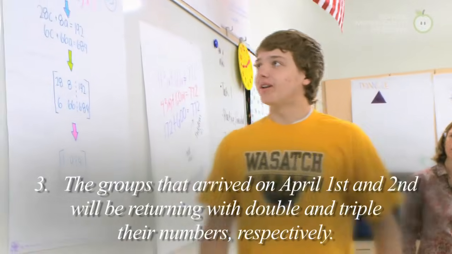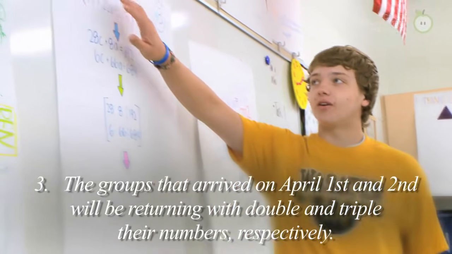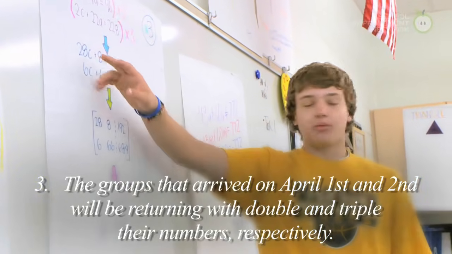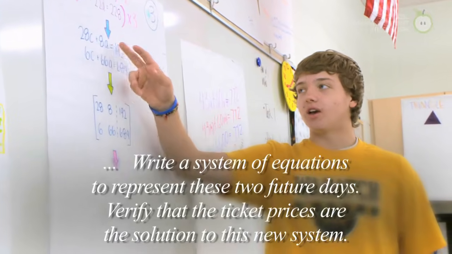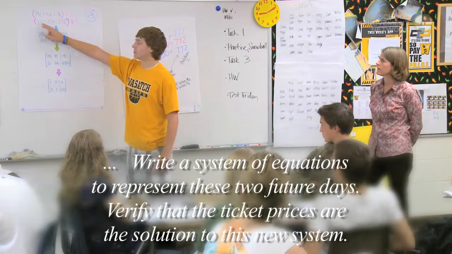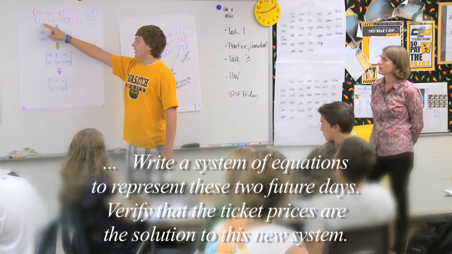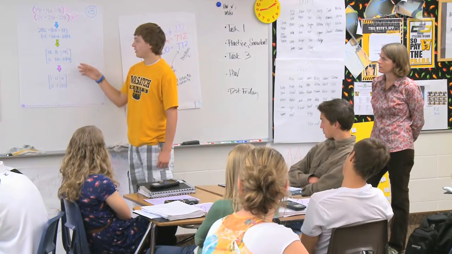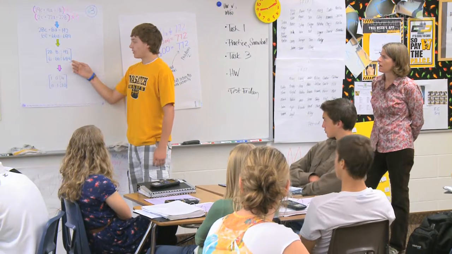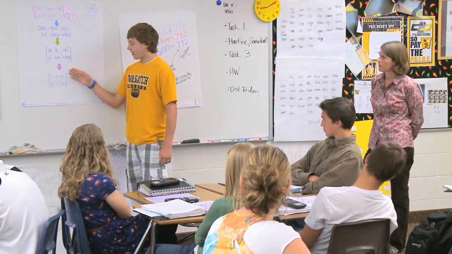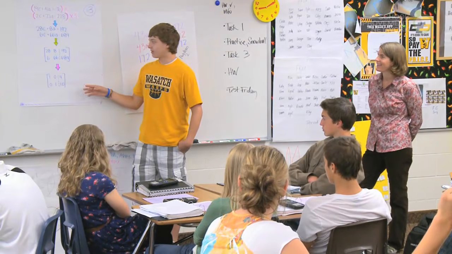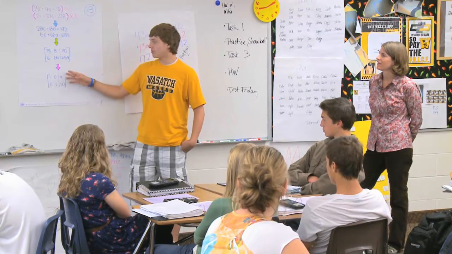All right, so what we did was we doubled the first day. The first day was 14C plus 4A equals 96, so that would give us 28C plus 8A equals 192. Then we tripled the second day and it gives us 6C and then 66A and the total is 684. We put that into an augmented matrix, did the RREF, and got 1040110. So what did that tell you? That the ticket prices would still be the same.